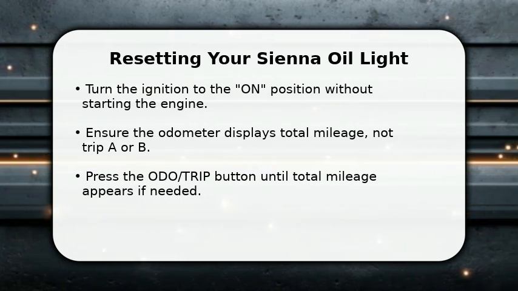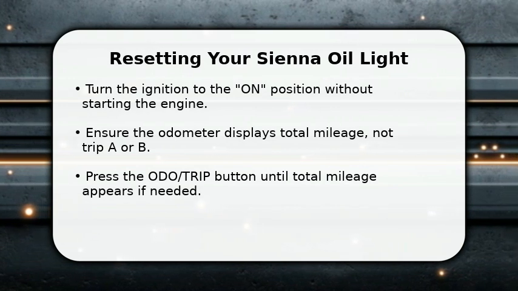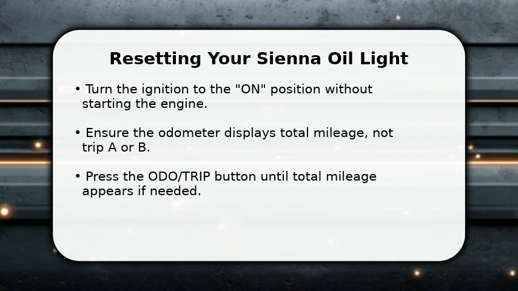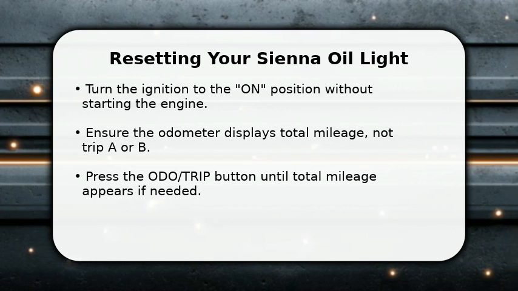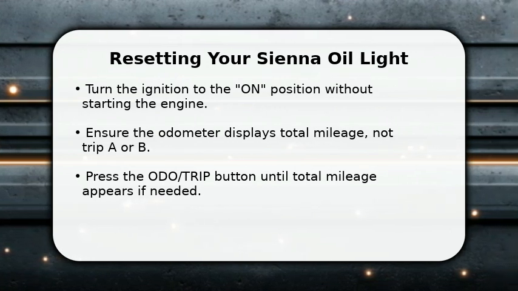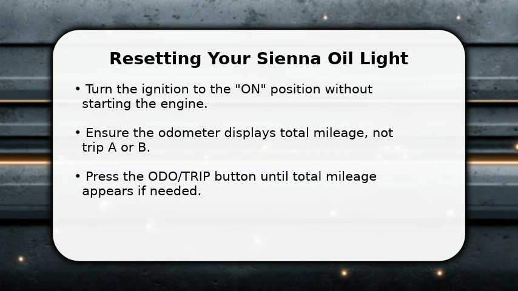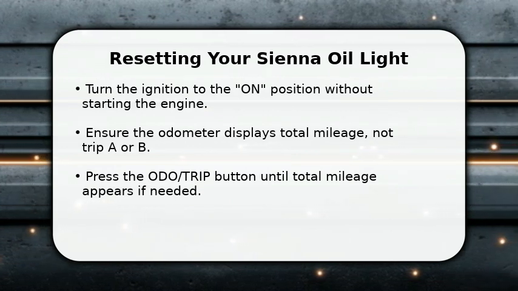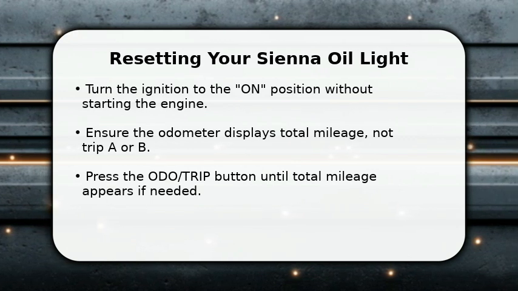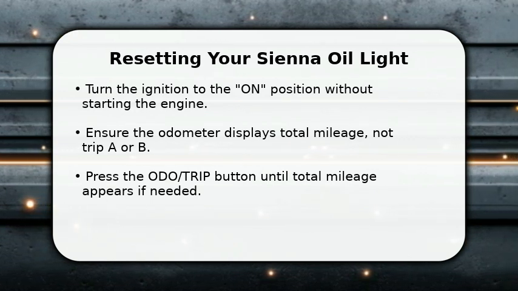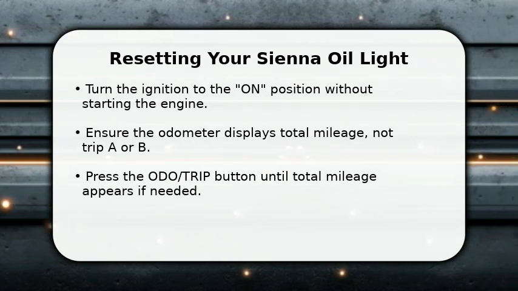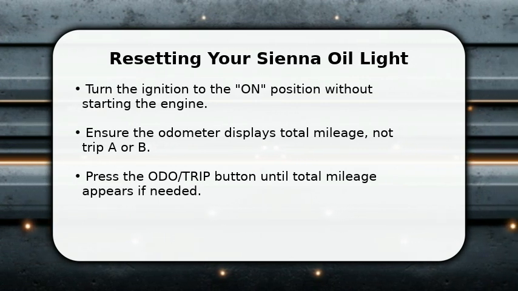First, turn your vehicle's ignition to the on position, but do not start the engine. Next, confirm that your odometer is showing the total mileage. If it's currently displaying trip A or trip B, simply press the ODO/trip button until the total mileage is visible on the display. This initial step is crucial for accessing the reset function correctly.